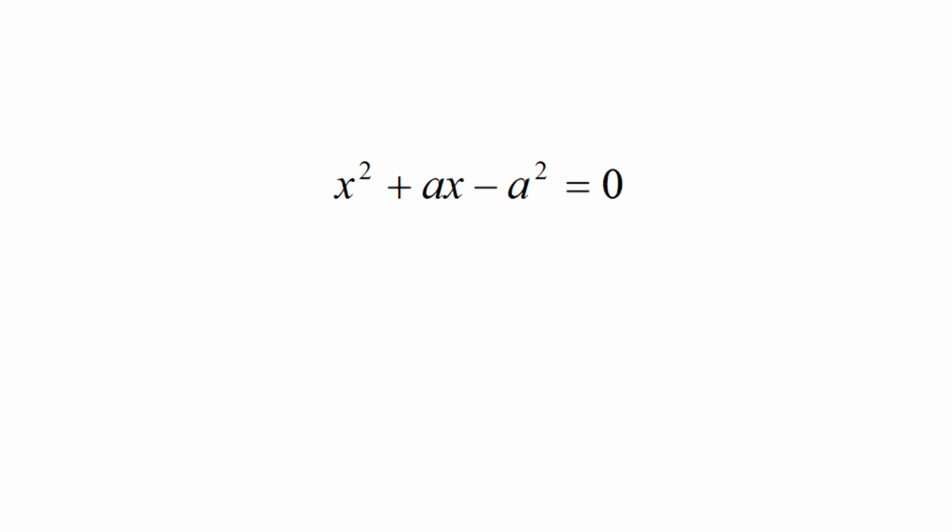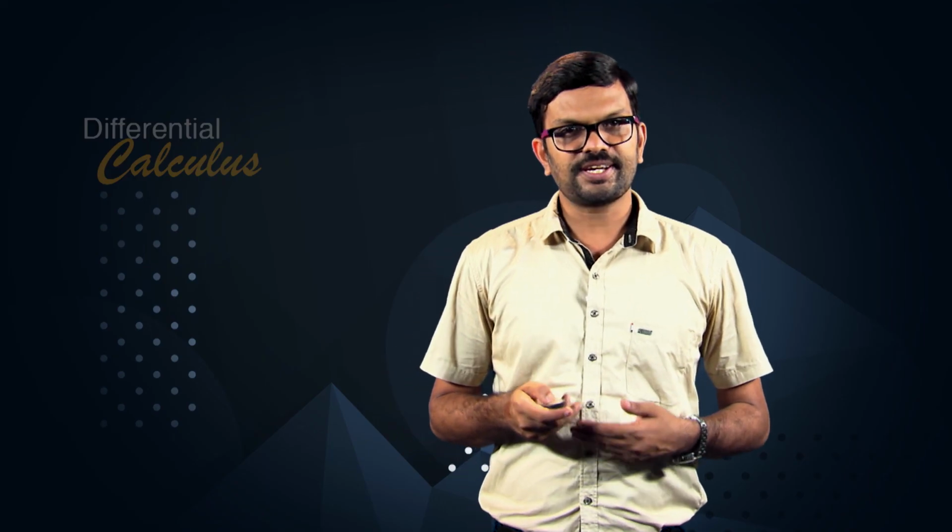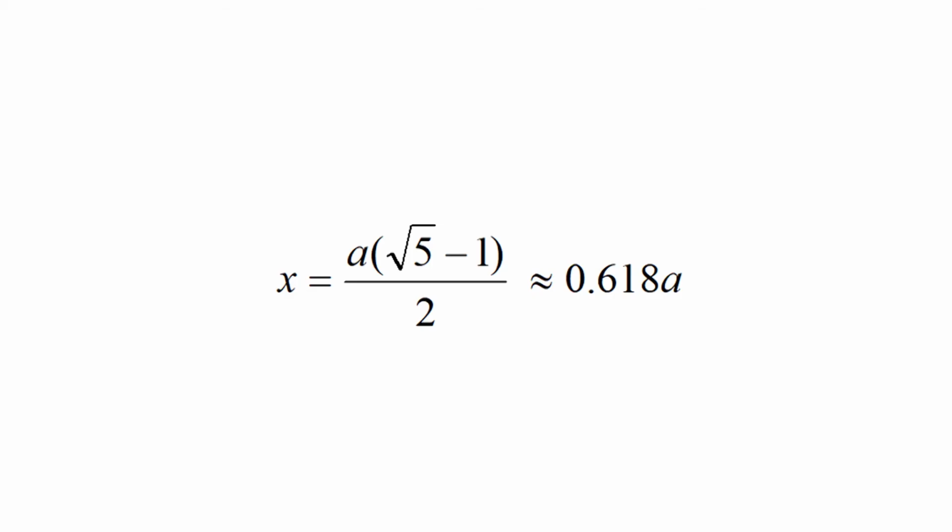Y dash is equal to 0 implies x square plus a x minus a square is equal to 0, which gives x is equal to minus a plus or minus square root of a square plus 4 into a square whole divided by 2, which is equal to a into minus 1 plus or minus square root of 5 whole divided by 2. Since x is greater than minus a, we have x is equal to a into square root of 5 minus 1 whole divided by 2, which is approximately equal to 0.618 times a. When x is equal to 0.618 times a, we have y is equal to 0.3 times a.